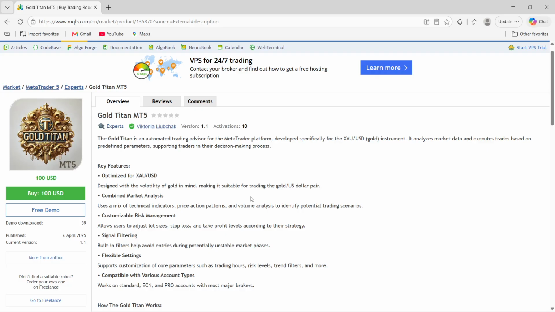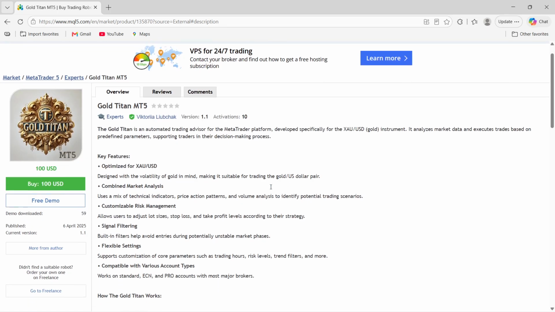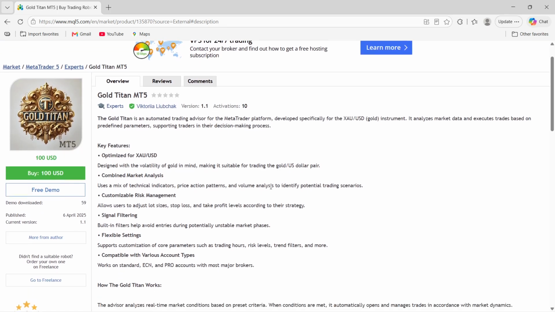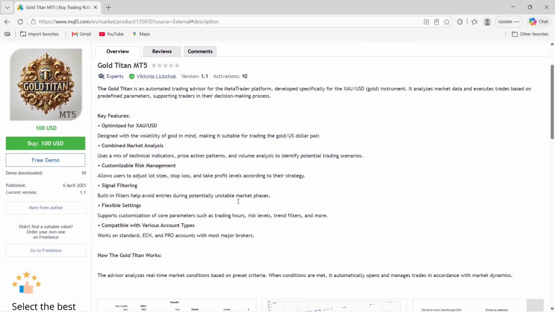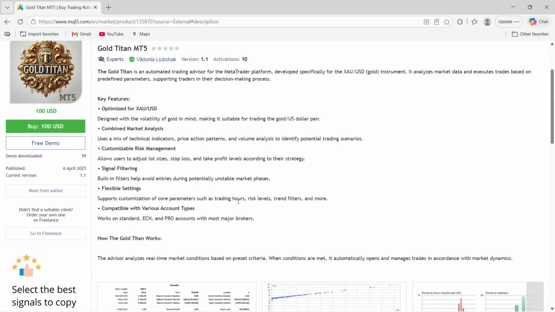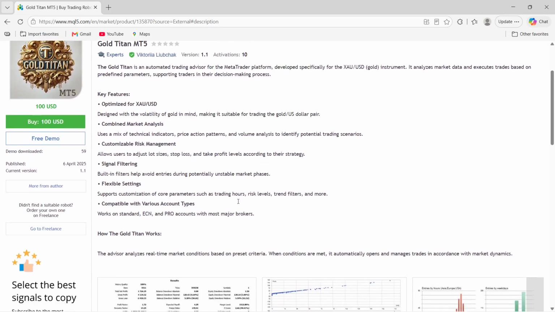Alright, so today we are going to be reviewing the Gold Titan EA for MT4 and MT5. As the name implies, this is a gold specialized automated system for XAUUSD. So let's take a look at the claims and the actual test results. Right, let's walk through the strategy and claims.